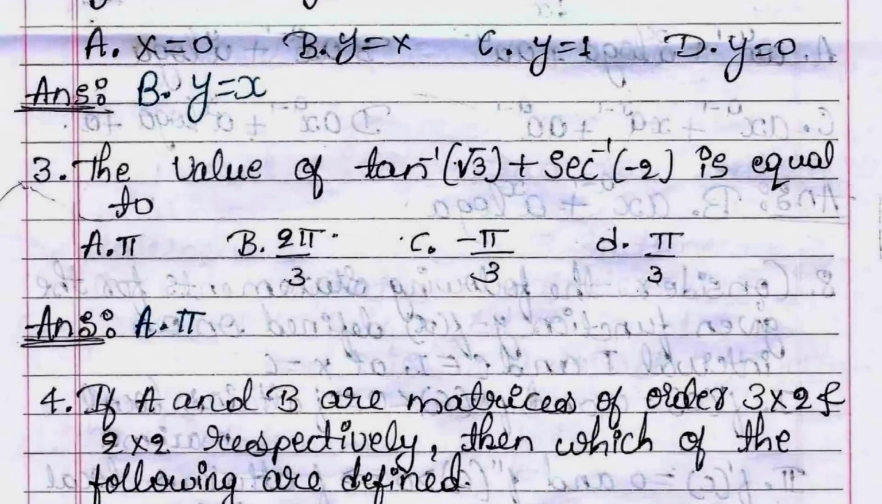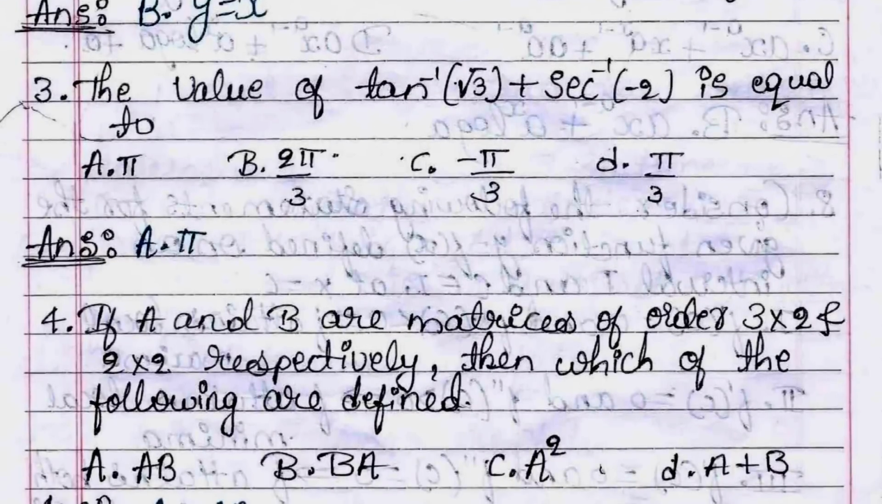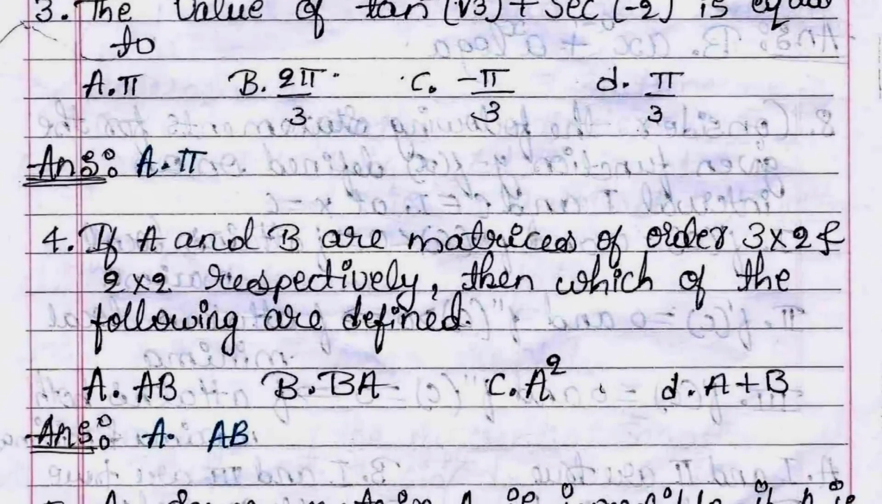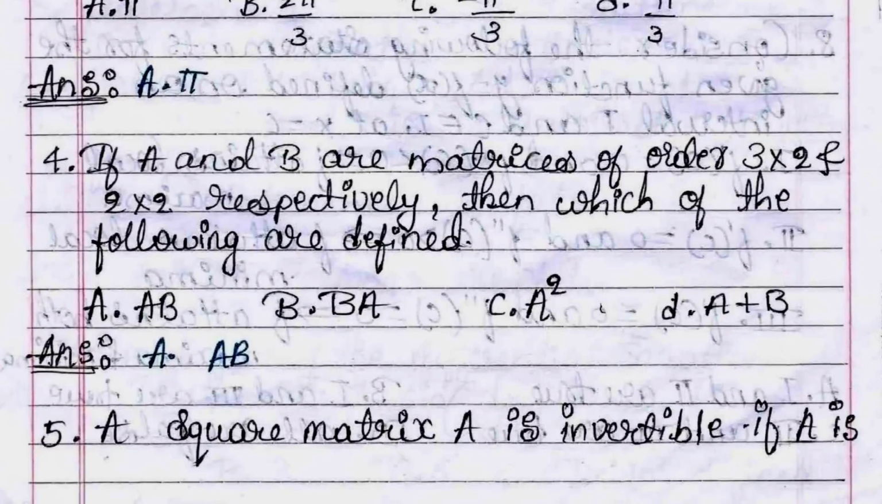Third, the value of tan inverse of root 3 plus sec inverse of minus 2 is equal to: A pi, B 2 pi by 3, C minus pi by 3, D pi by 3. The answer is A, pi.